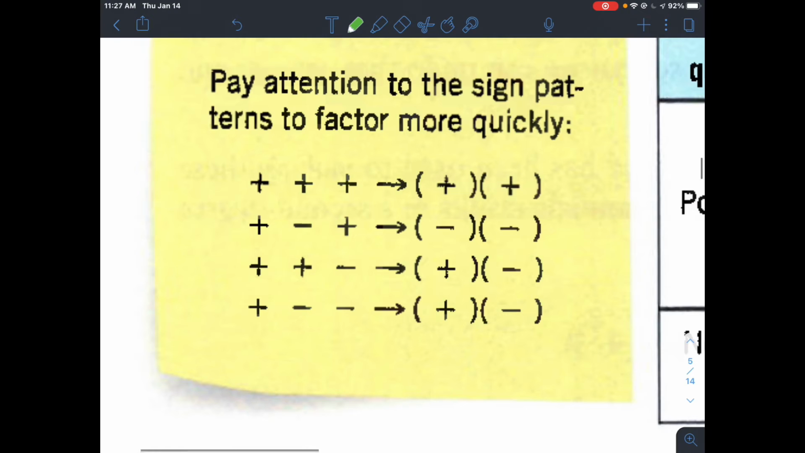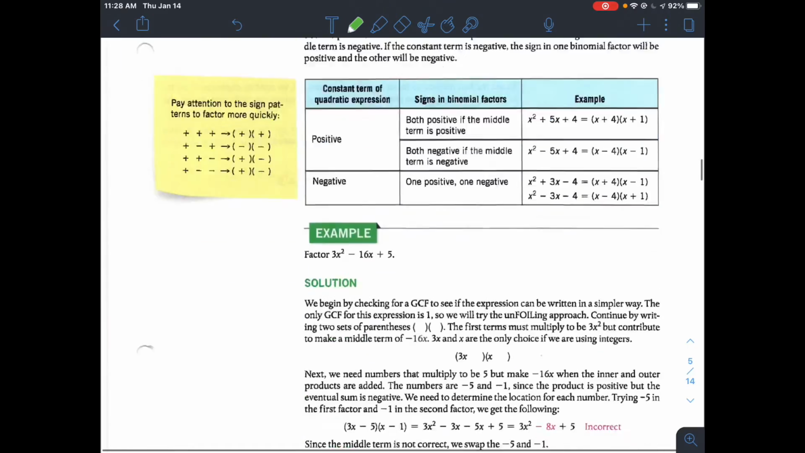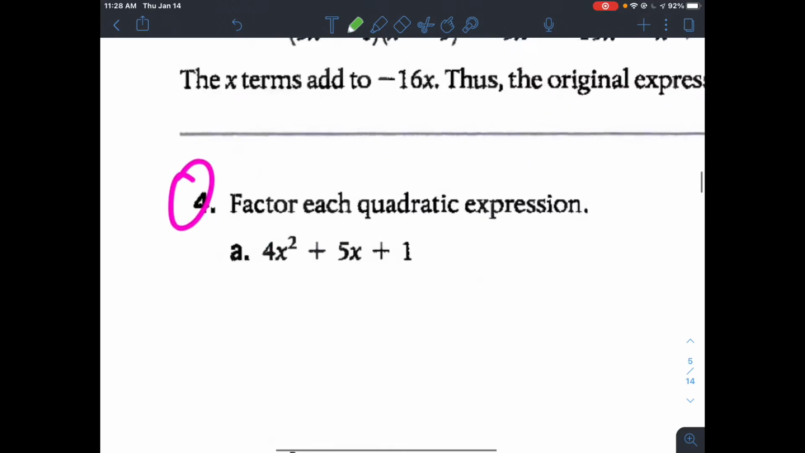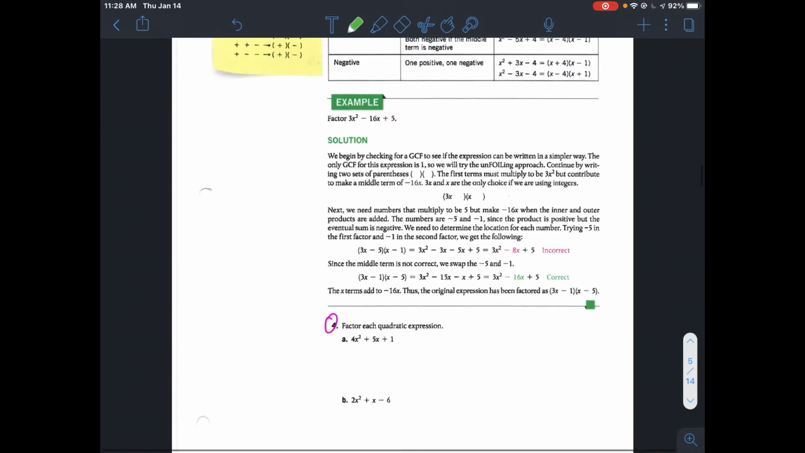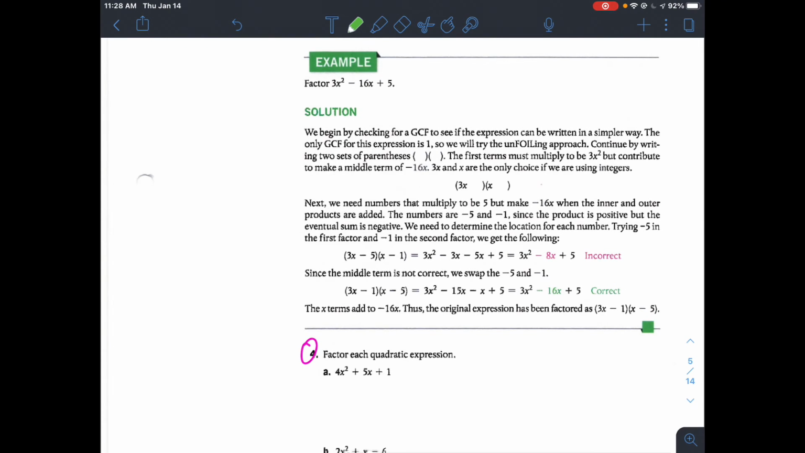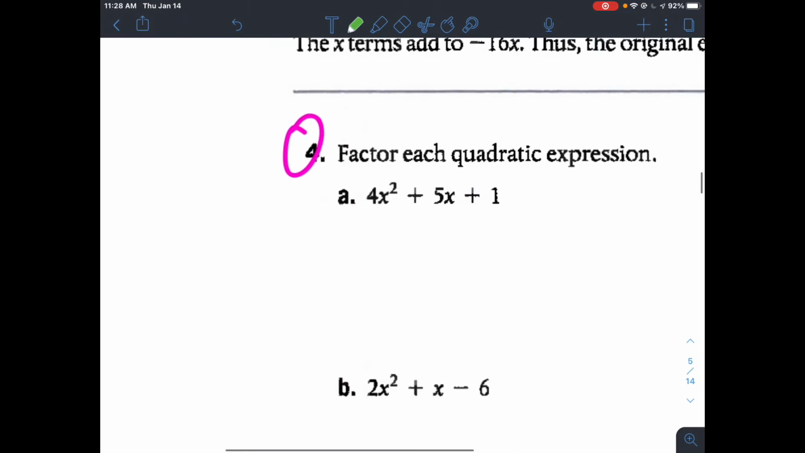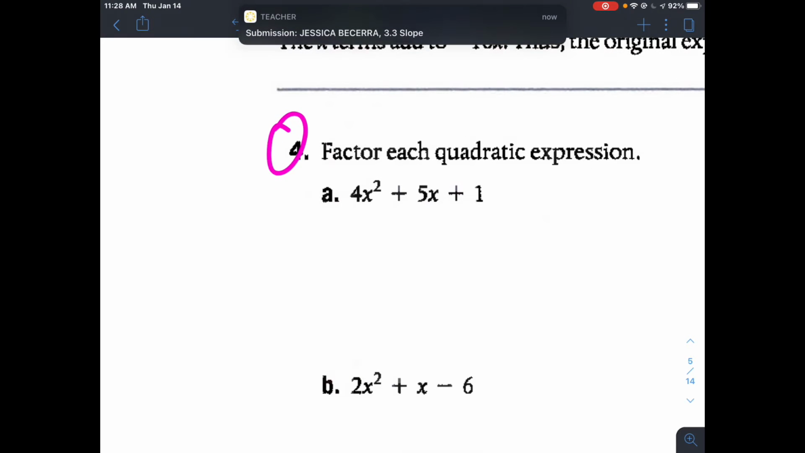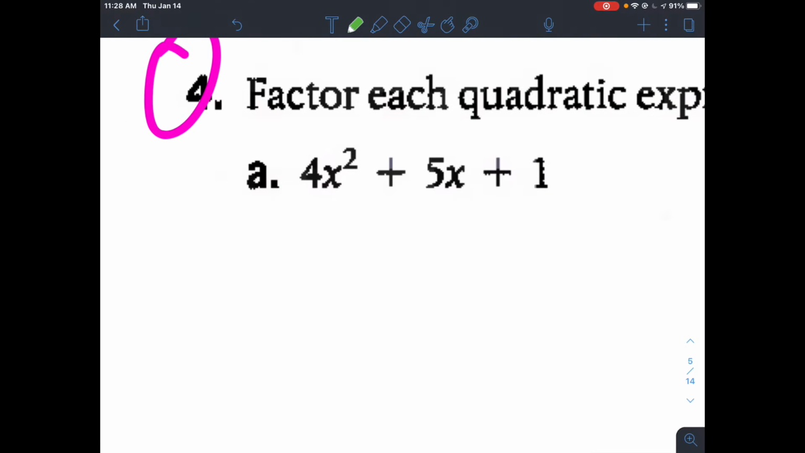Again, pay attention to signs to help you factor a little bit quicker. All right. Number 4, if you don't know how to solve these, I do recommend going back through and reading some of these examples. Okay, so factor each quadratic expression.